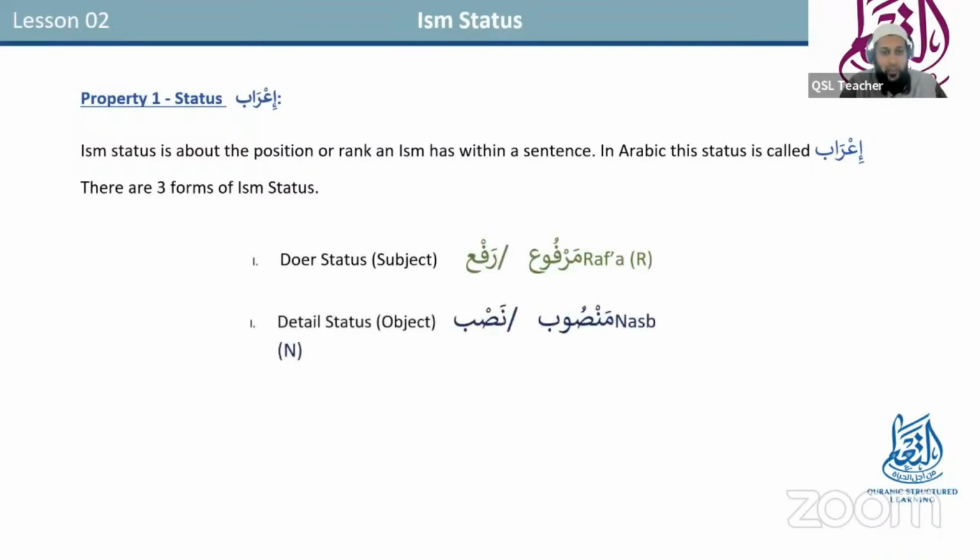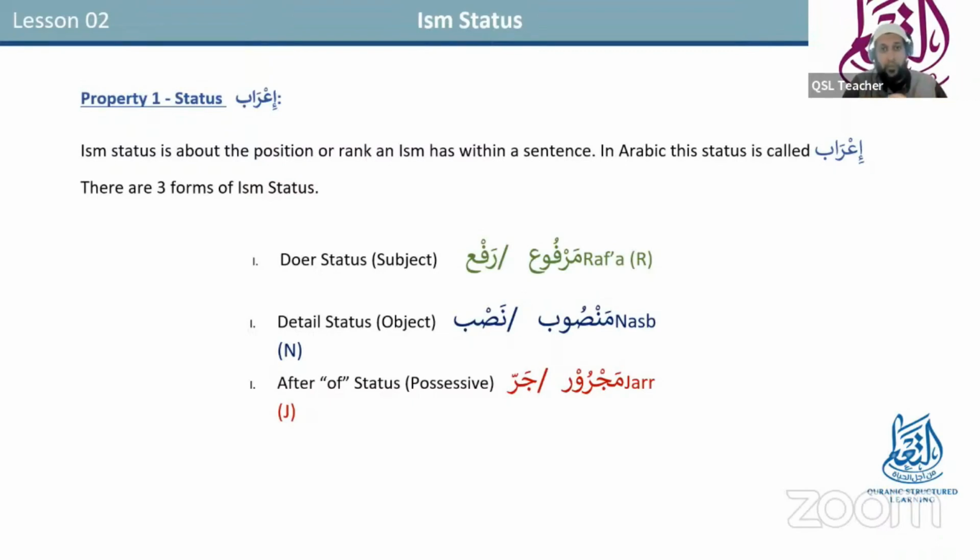The other is the detail, which is called nasab in Arabic. And the other is after of, which is called jar. One thing I like to mention is that sometimes when you're starting out in Arabic and you pluck up the courage to look at some of the resources, perhaps online or in books, you come across English terminology, really complicated terminology, such as accusative or nominative or genitive.